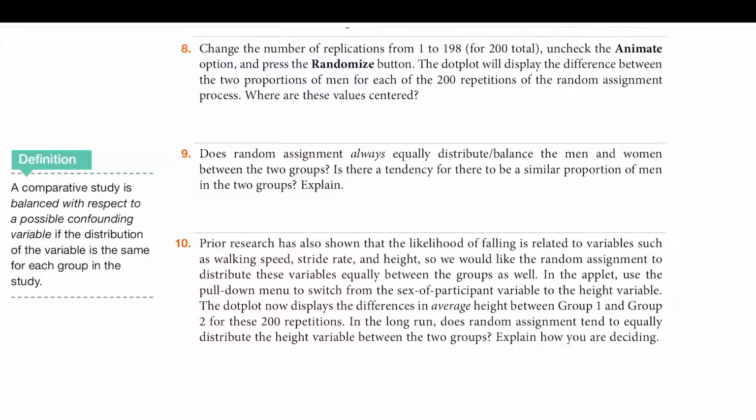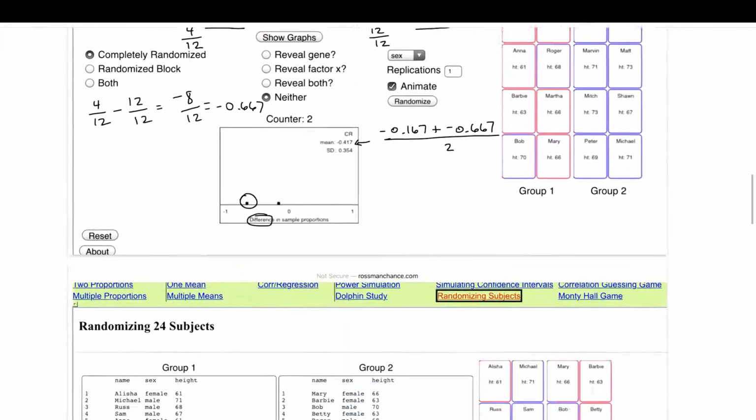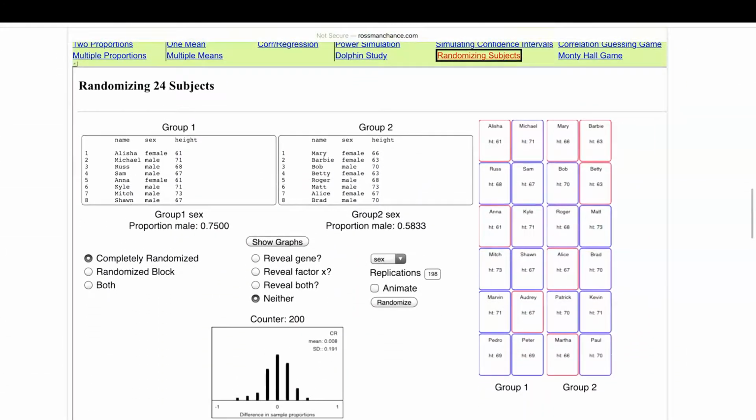Okay, so now, again, you should be doing this right alongside me. In the applet, you've done now 2 repetitions. Now we're going to change the number of repetitions to 198 so that we get a total of 200. It tells you to uncheck the animate option and press randomize again, and now we're going to see a dot plot that covers all 200 repetitions.